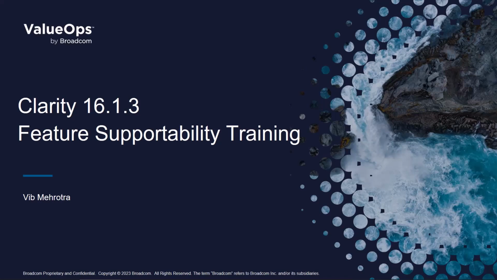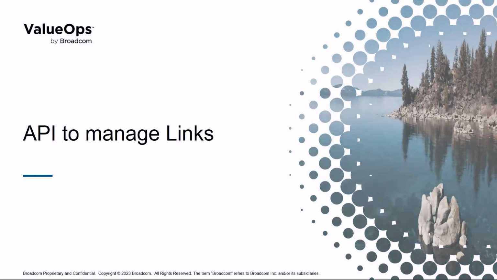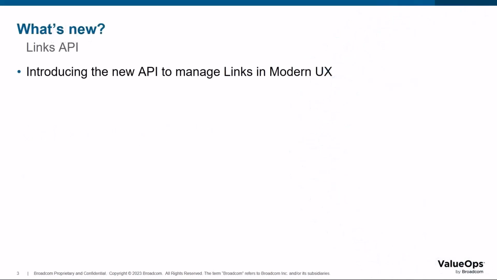I am Vib Mehrotra, and as part of this section we will be talking about the API to manage links. As part of this release 16.1.3 we are introducing a new public API that will allow the customers to manage the URLs within the links module of Modern UX.